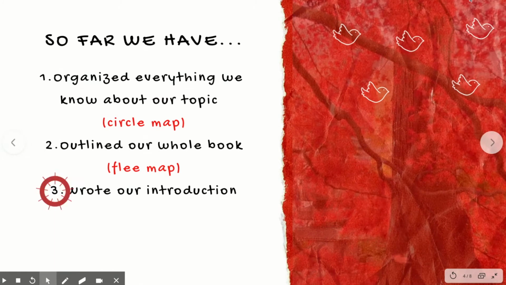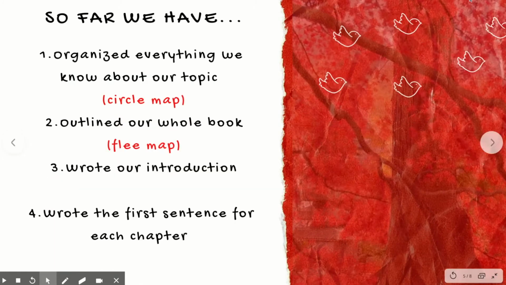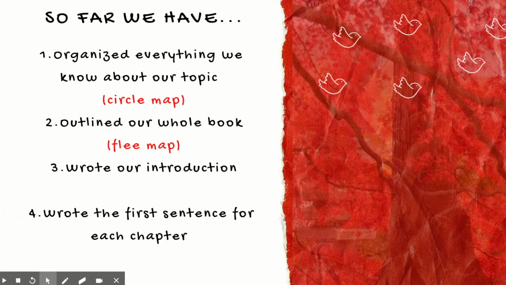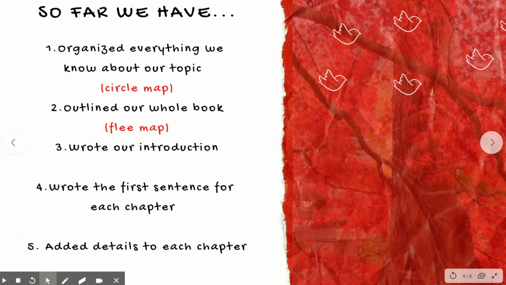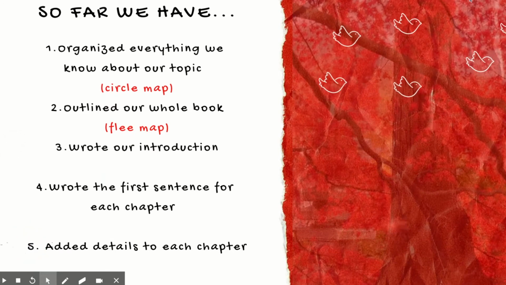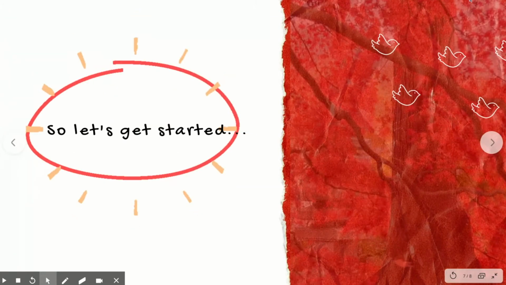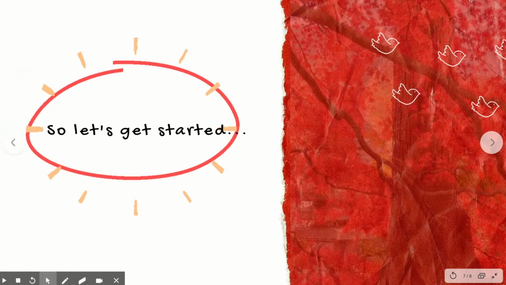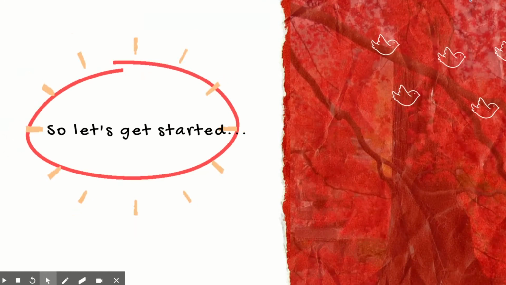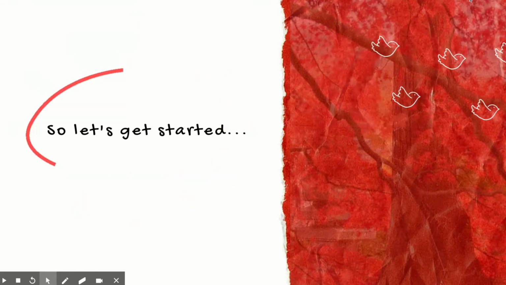We wrote our introduction, then wrote the first sentence for each chapter. The last thing we did together was added details to each chapter. So let's get started with writing an effective conclusion. If you need to, this would be a good time to pause the video and grab your flea map.